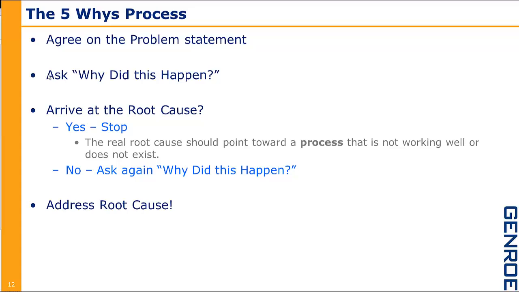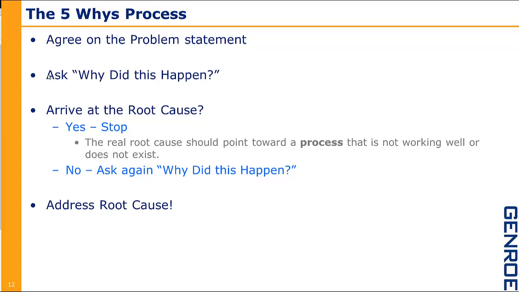Typically, the reason that we call this the 5 Whys process is that it'll take 5 questions like that to get to the real root cause, to get to the process at the bottom that's not working well or doesn't exist. That's why it's called the 5 Whys process. More often than not, we stop way too early in these analysis processes, and we just get to another symptom and we fix that other symptom rather than fixing the real root cause. Okay, so that's how the process works.